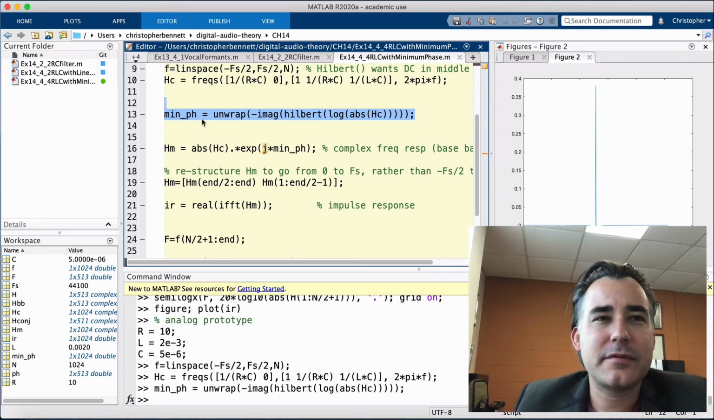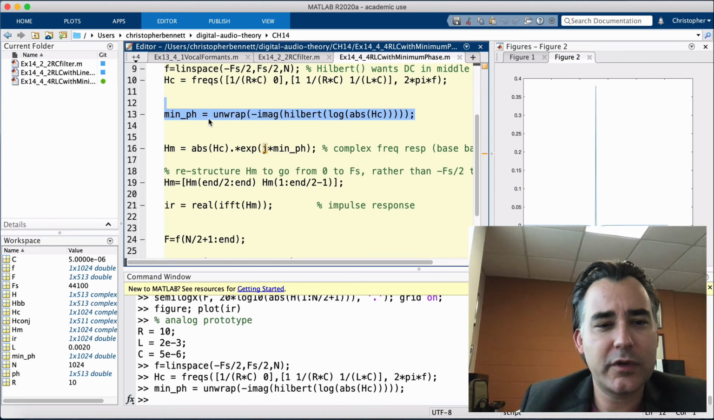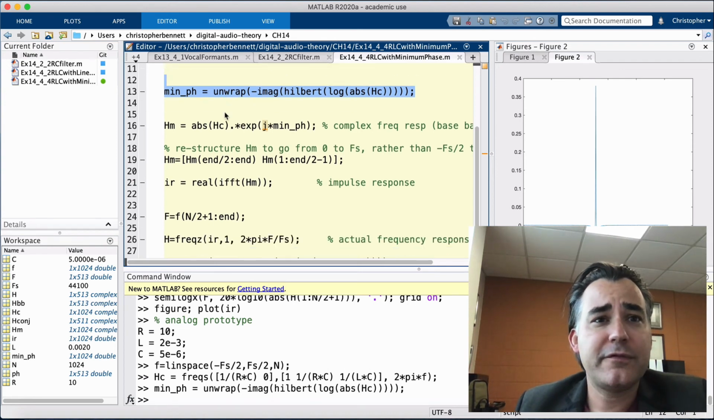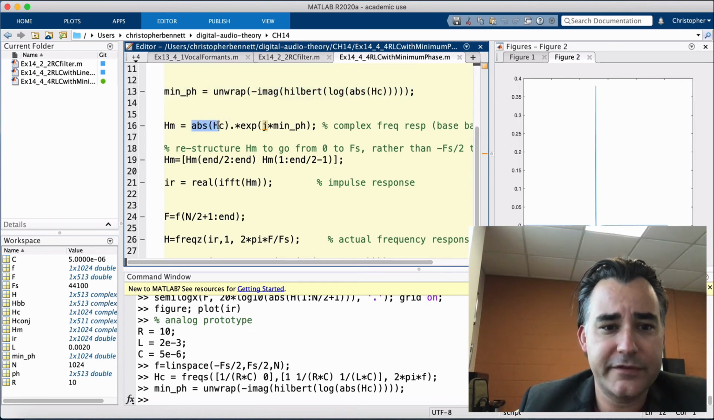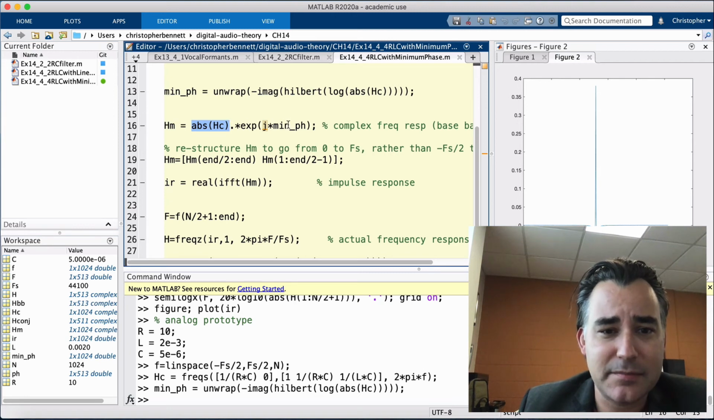By default, MATLAB phase jumps greater than pi are wrapped down to negative pi. So we're going to use this unwrap function to undo that wrapping. This will keep the phase continuous with no big jumps. So finally, we need to construct the digital model from the magnitude of the analog prototype and this minimum phase that we just constructed. Here we go.